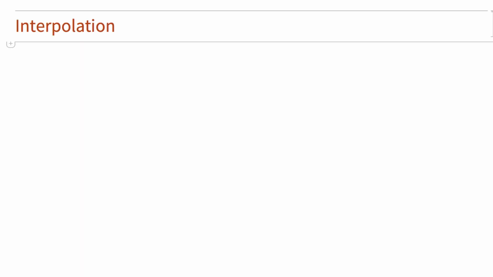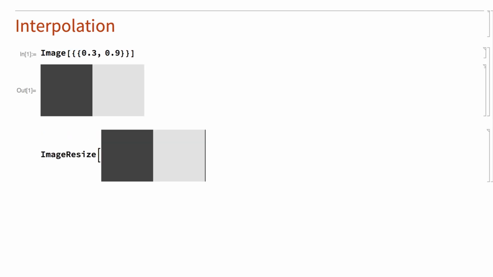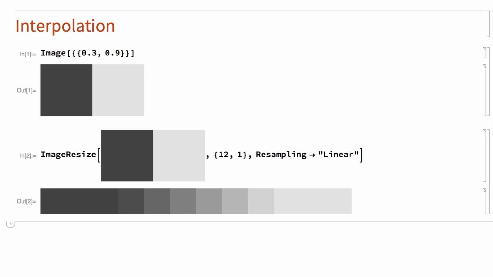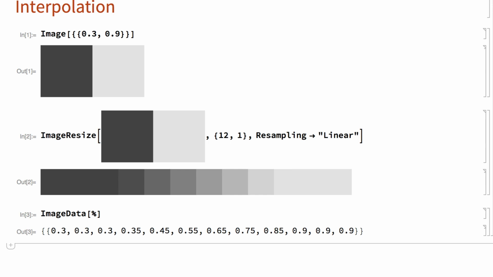Resizing an image usually involves increasing or decreasing the number of pixels, which requires some sort of interpolation to work out values for the new pixels. For example, here is an artificial image with just 2 pixels. And this result shows a resizing of that image to a width of 12 using linear interpolation to calculate values for the new pixels. In image processing, this interpolation is called resampling, and so the choice of interpolation method is set using the resampling option. This shows the interpolated shades of gray. The image data also shows the interpolation between the original pixel values.